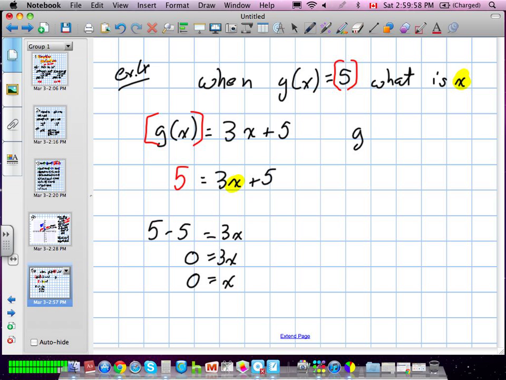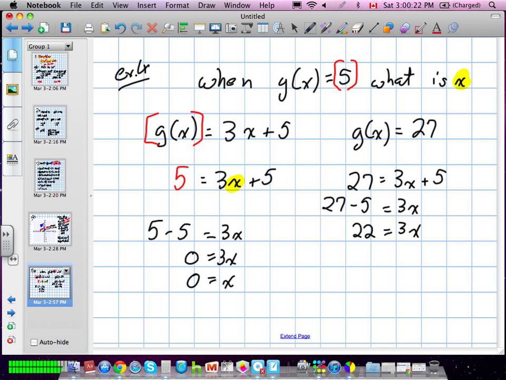And they can ask us several. They could also ask you when g(x) is 27, what is x? Same idea, we would take that function and replace g(x) with 27, so 27 is equal to 3x plus 5. Now when I move 5 over, I get 27 minus 5, which is 22, equals 3x. X is going to be equal to, I divide by 3, 22 divided by 3. You can put a decimal or fraction form, but that would be your answer.